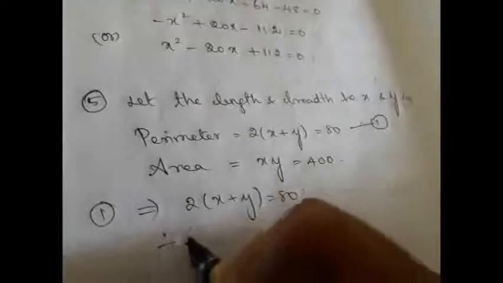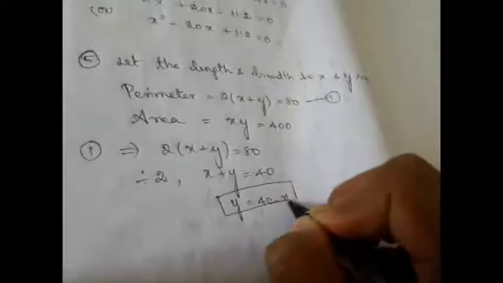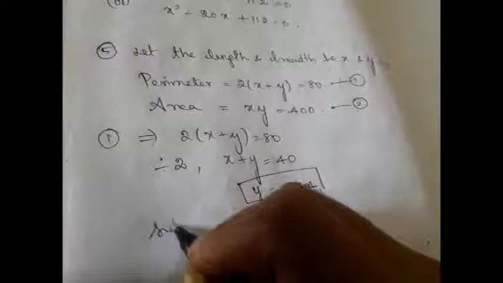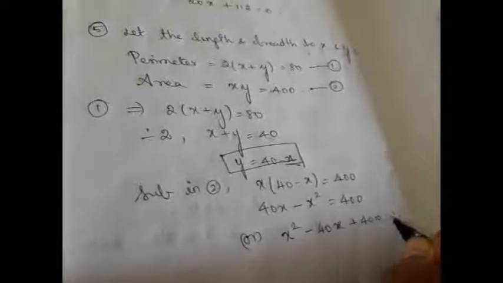I am going to divide throughout by 2. So we will get x plus y equal to 40. We need y in terms of x. So y equal to 40 minus x. Now replace this in the second equation. Substitute in 2. What we will get? x into, in the place of y, 40 minus x equal to 400. So this will become 40x minus x square equal to 400, or I am going to bring these two terms to the other side. So it will become x square minus 40x plus 400 equal to 0.